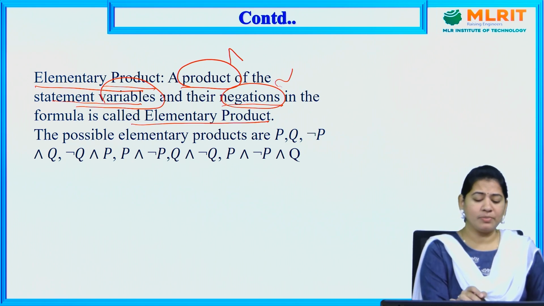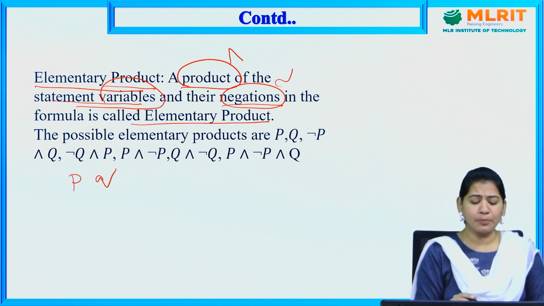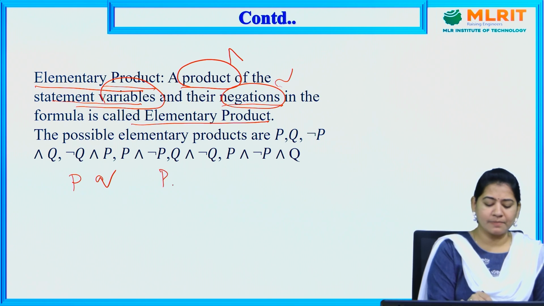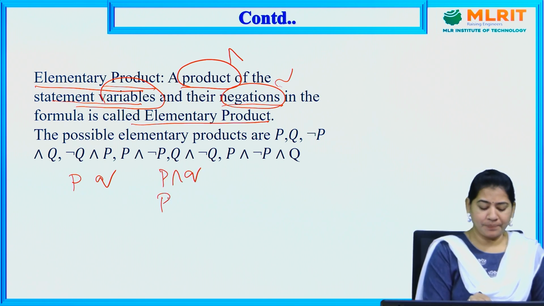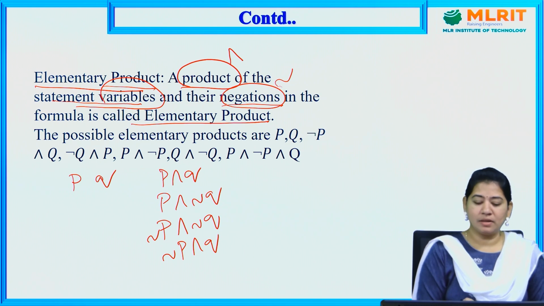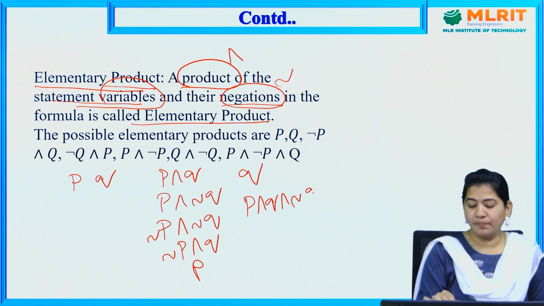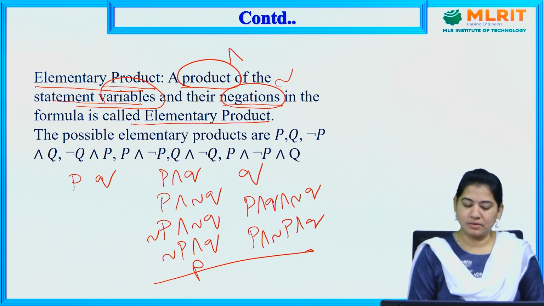If the product of the variables and their negations is called an elementary product, what are its representations? For example, let us consider two variables p, q. We can write p and q as one combination, p and negation q as another combination, negation p and q as another combination. Not only this, along with this, only a single p, only a single q, and also p and q and negation q, p and negation p and q. These are all called elementary products.